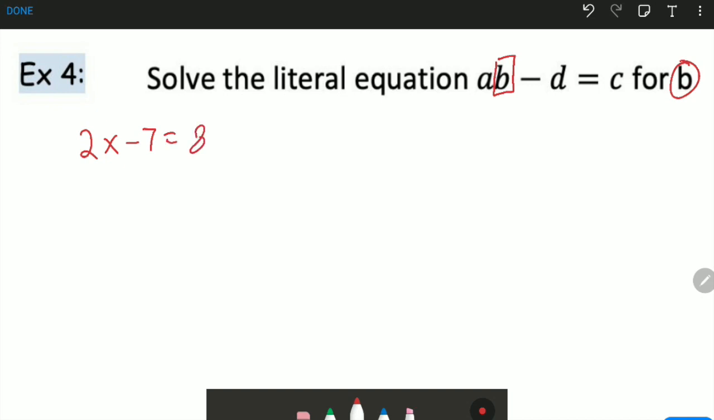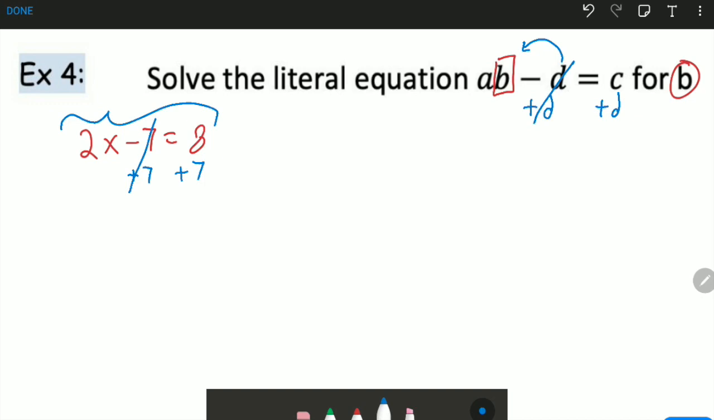Okay. In the same way with this two-step equation as my side example, I would add 7 to get rid of the addition and subtraction connected to my variable. Well, we have addition and subtraction connected to the variable with the minus D. That's how that D is connected to the B, which is what we're trying to solve for. So in the same way I would add 7 with a normal two-step equation, I'm going to add D with this literal equation.